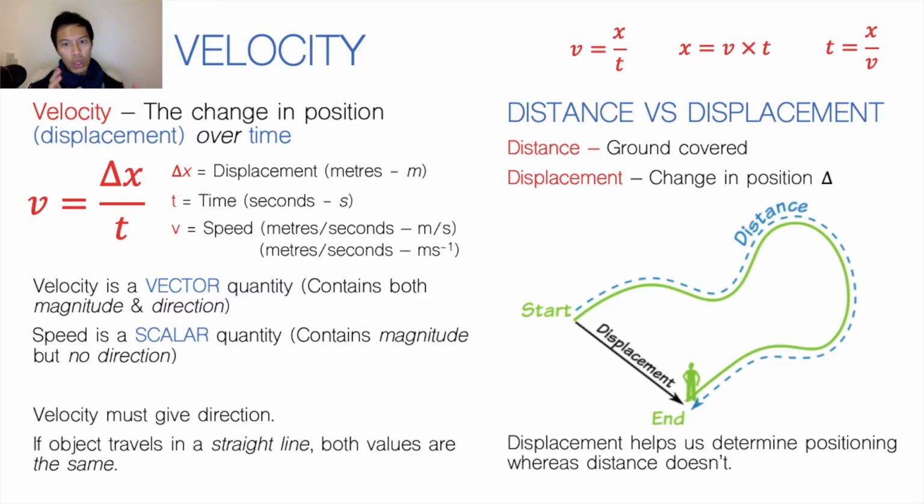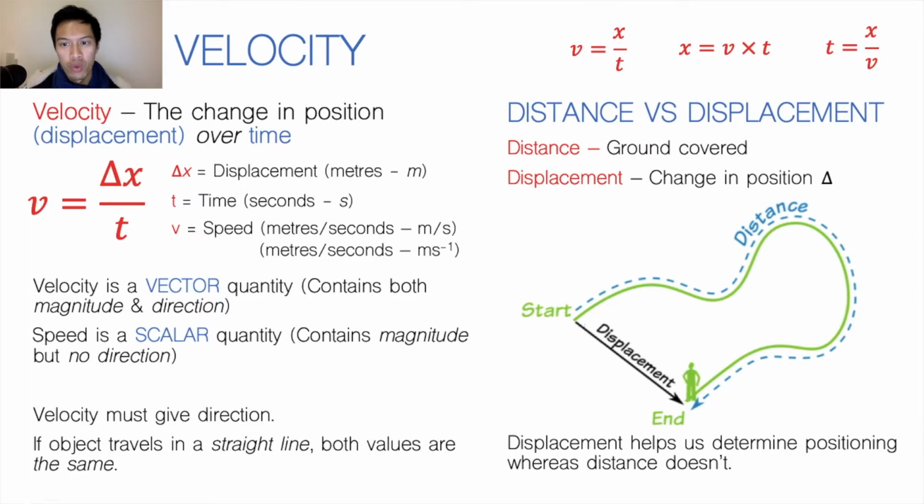If I was to look at distance versus displacement, it would be a bit like this. Distance is the ground that is covered by the moving object. So if you start here and you walk this loopity-loop around here and you end here, the distance that you have covered is shown in the dotted blue line over here. However, your change in position is actually this line here. So in this case, your displacement would be far less than your distance. It is simply where you are away from the original position as opposed to how much ground you have covered.